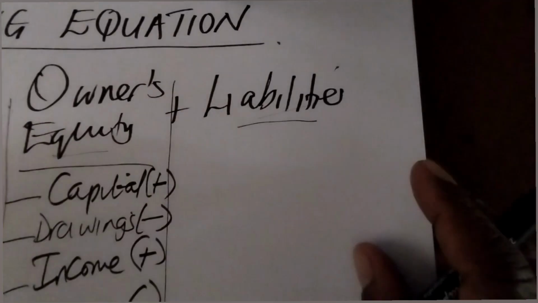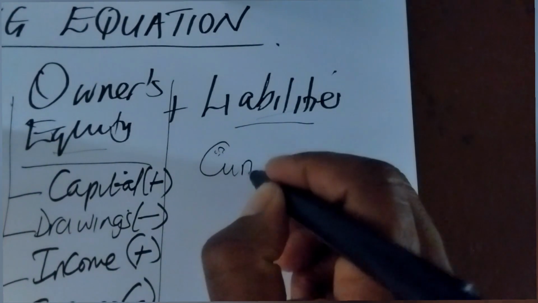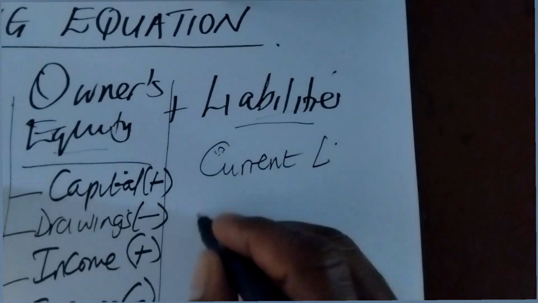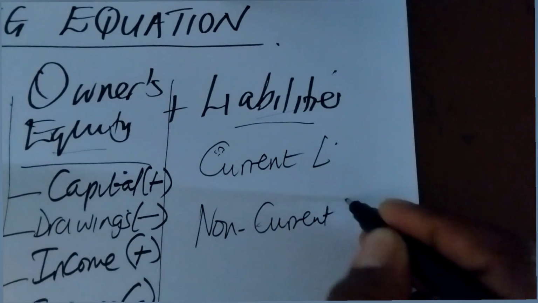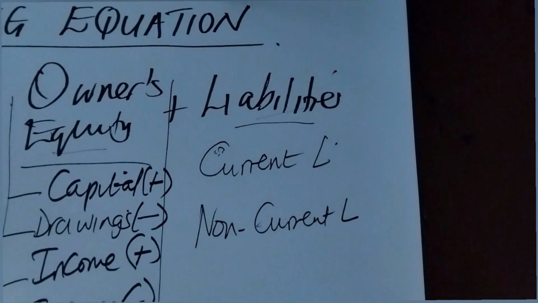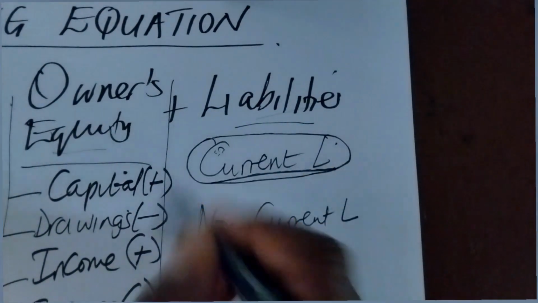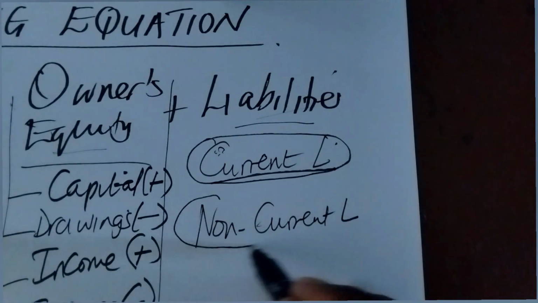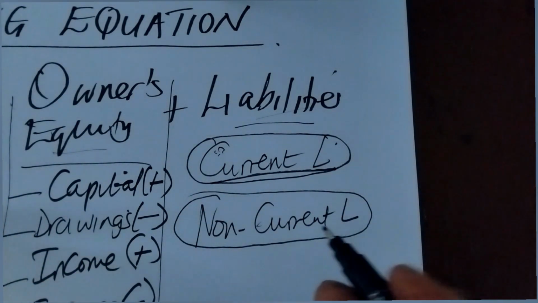And then the last part of your accounting equation, we've got current liabilities and non-current liabilities, just like you have in your assets. Your current liabilities are those liabilities that are going to be paid in less than 1 year. But non-current liabilities are those that have to be paid in a period that is more than 1 year.